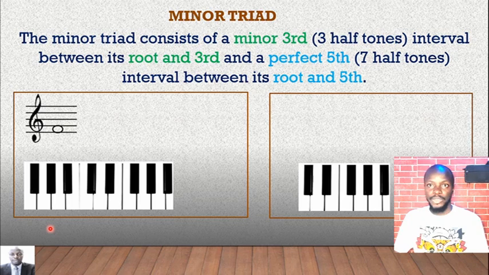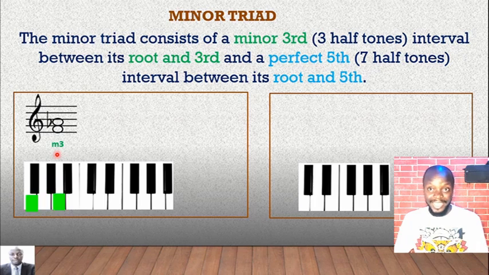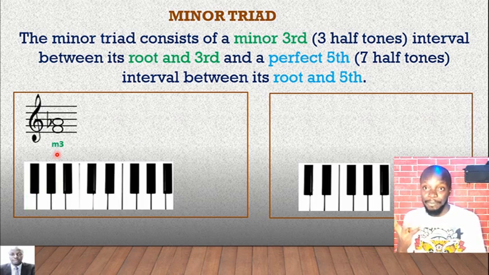Now let's continue. Let's try to build a minor triad on F, F being the root. So you look for the minor third from F. A minor third from F will be A flat, right? Major third is A. So F to A is a major third. But minor third will be short of a semitone. Remember, a minor third has 3 semitones and a major third has 4 semitones.